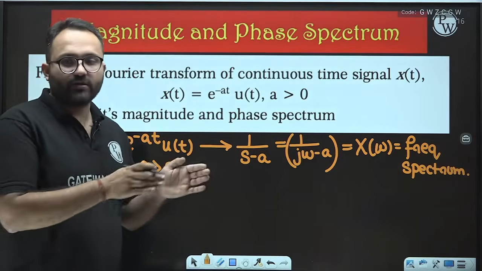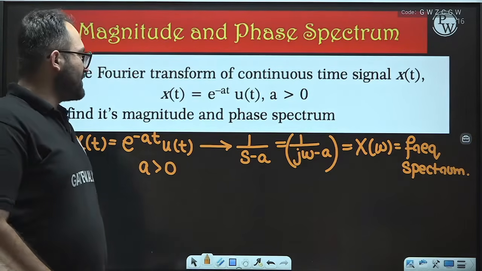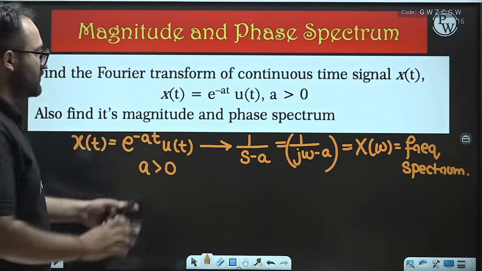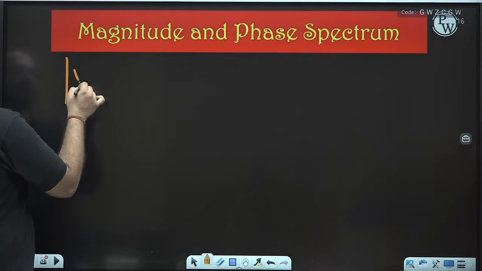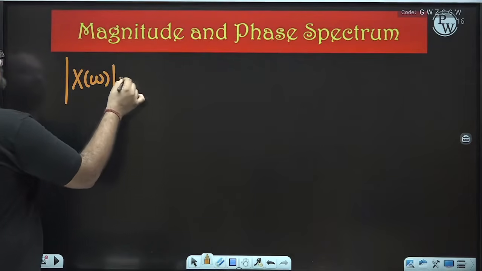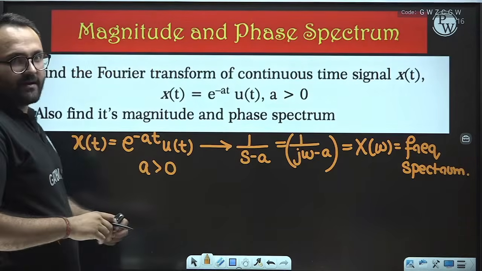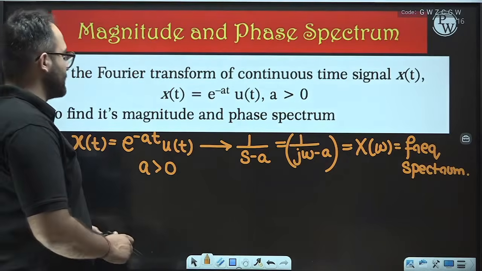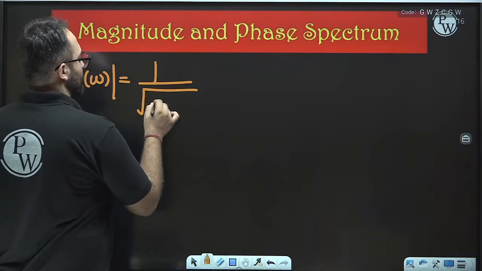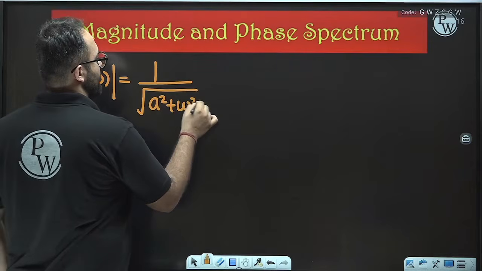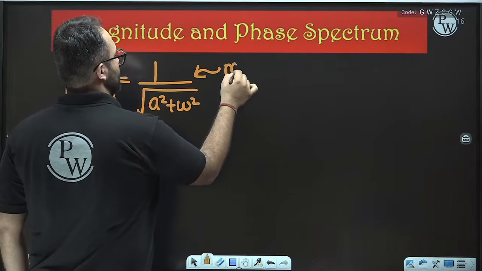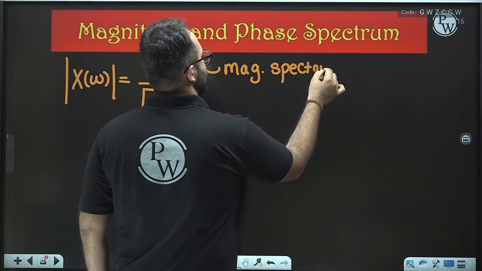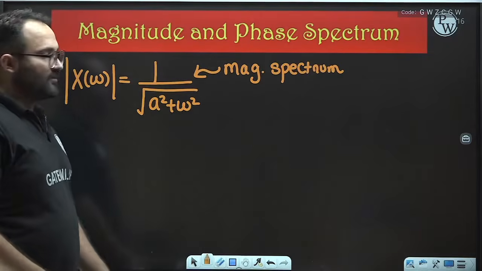Now if we take the mod of this, it will become the magnitude spectrum, and if we take the phase of this, it will become the phase spectrum. If we take the magnitude, we know how to find the magnitude of any complex number, that is under root of real part square plus imaginary part square. So this is your magnitude spectrum.